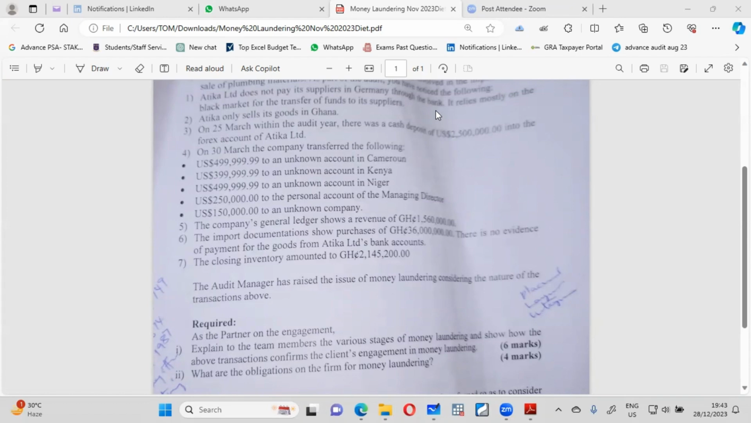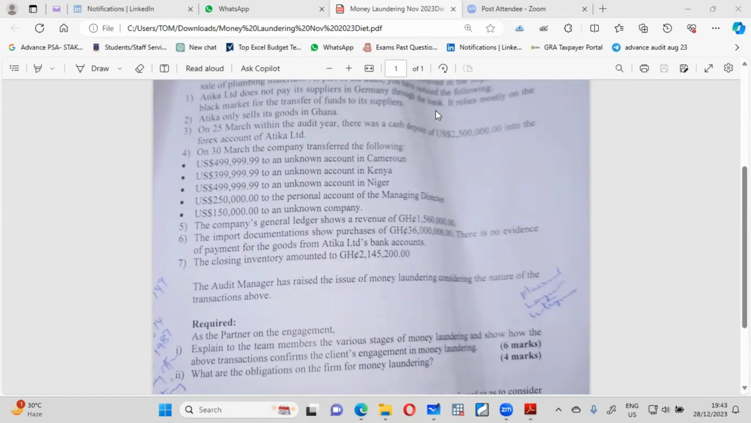And I told you that one of the things is to know your client and know the sources of his revenue. My client is selling in Ghana. His revenue is 1.56 million. How come the person is having $2.5 million? They are just trying to give us a picture. If you pay attention, that's what they are trying to give us. Am I lying? Basically, those are the things that you spot.